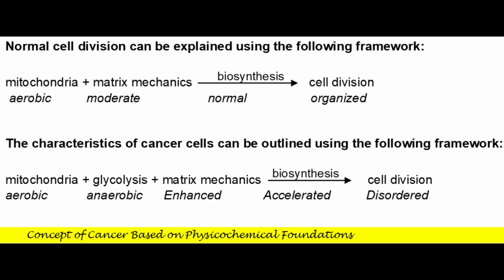Mitochondrial respiration and moderate matrix mechanics during normal biosynthesis lead to organized cell division. The characteristics of cancer cells can be outlined using the following framework. Mitochondrial respiration, anaerobic glycolysis, and enhanced matrix mechanics with accelerated biosynthesis lead to disordered cell division.